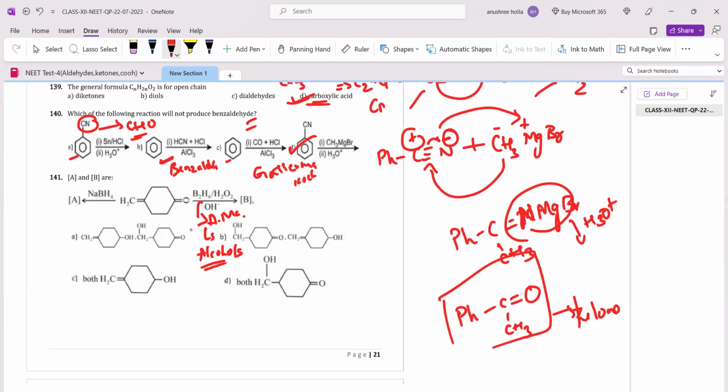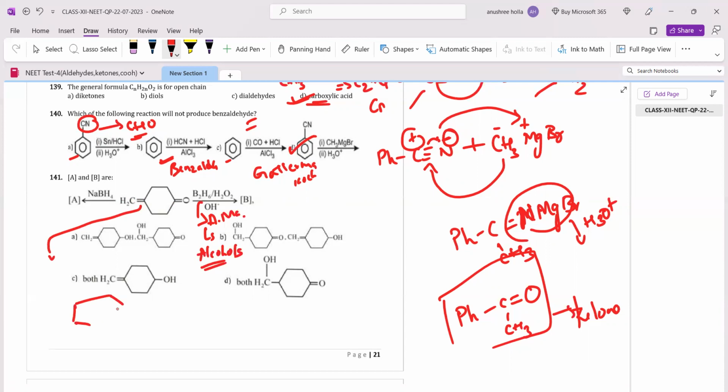So what happens in anti-Markovnikov addition? The negative part will move to the carbon containing the most number of hydrogen atoms. So I have a double bond over here. Now I'll be converting this double-bonded alkene to alcohol. But which alcohol?